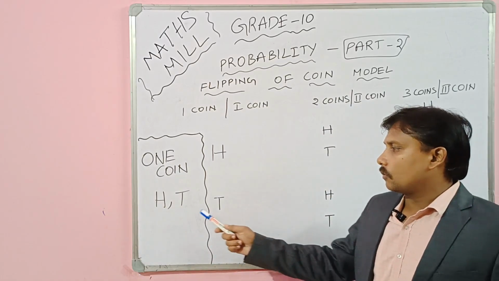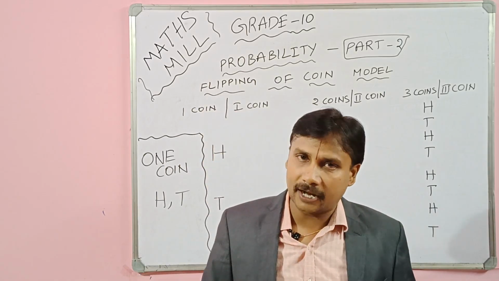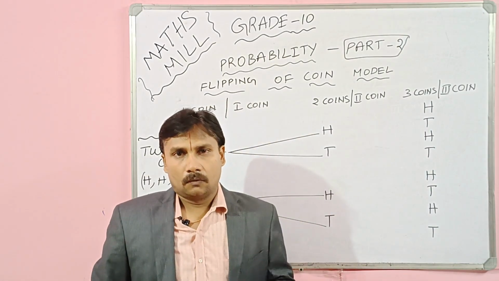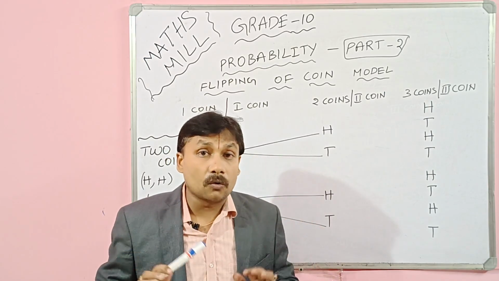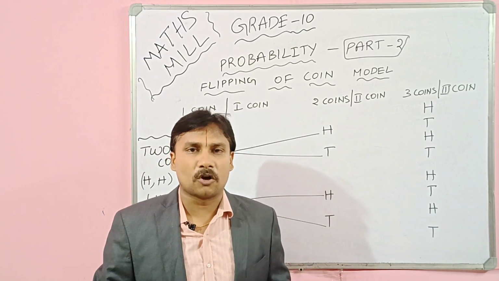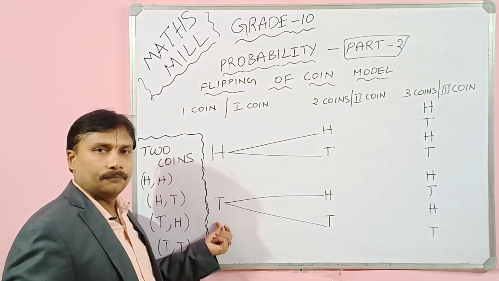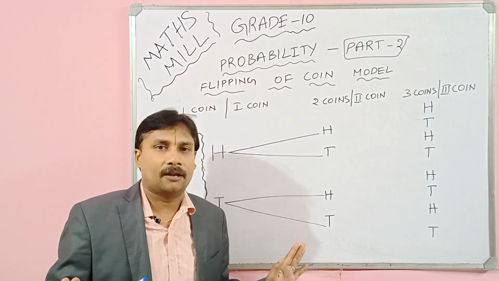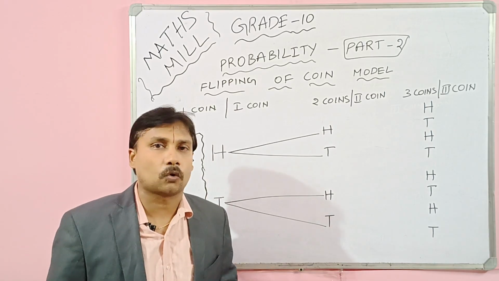If we flip one coin, only two outcomes we know. That is very easy: H comma T. Those two are the outcomes. Now we can go with two coins. We know one coin has two outcomes, H comma T, head and tail. Now if we flip two coins at a time, or one coin two times, what are the possible outcomes? Here, first coin H comma T. So for one H you can take H comma T, and for another T you can take H comma T. It is the easy way to find the total number of outcomes when we are flipping the coins.